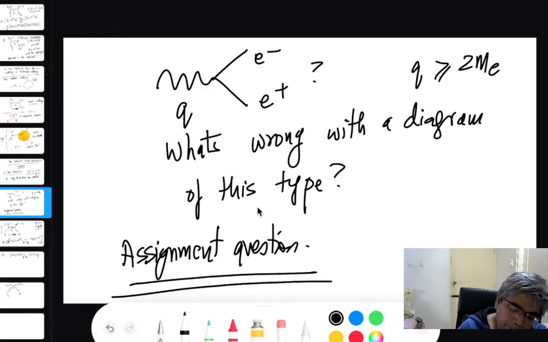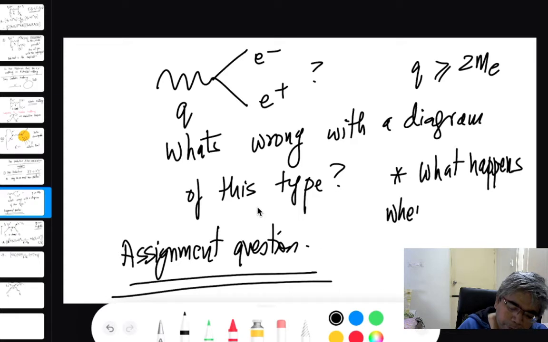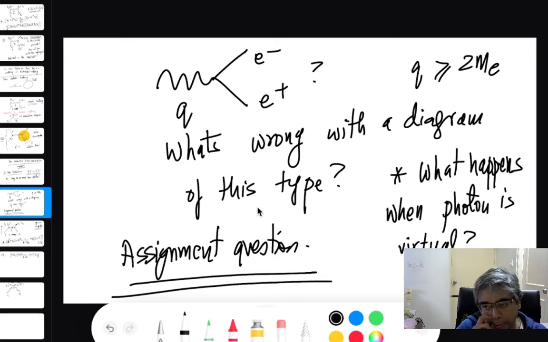Think about it. One more sub-question of this one is: is the above diagram possible if the photon is virtual? What happens when the photon is virtual? This is one addition I want to give to the same question. Will this process be possible if the photon is virtual? Has it something to do with the photon being real or not?